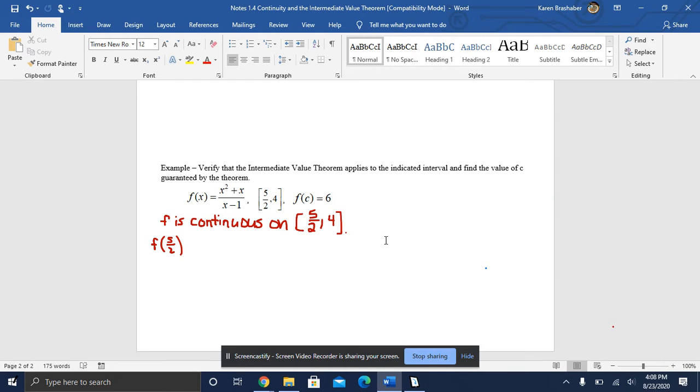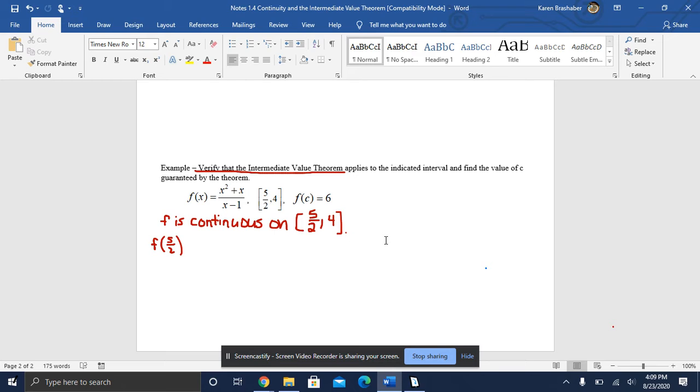Your last example is an illustration of the intermediate value theorem, not only to make sure that it applies, but also to find all the C values for which the theorem does apply. So one thing that it does say at the beginning of the example is to verify that the intermediate value theorem applies. And so I want it written down that you have gone through all the conditions.